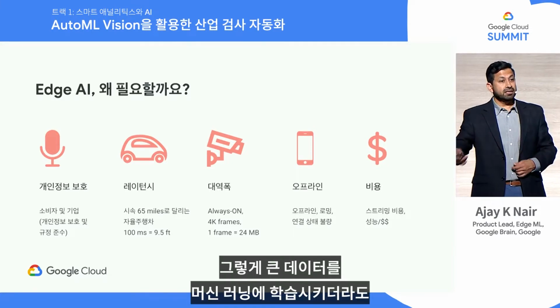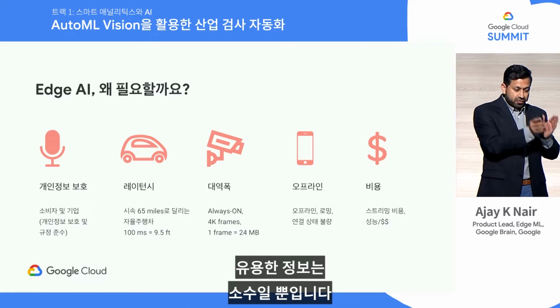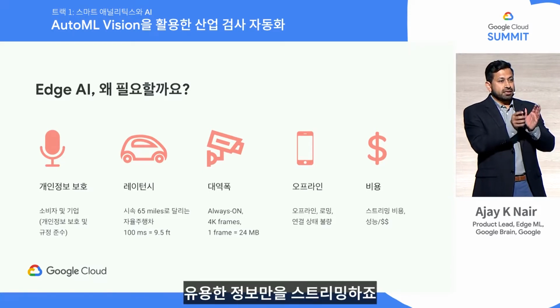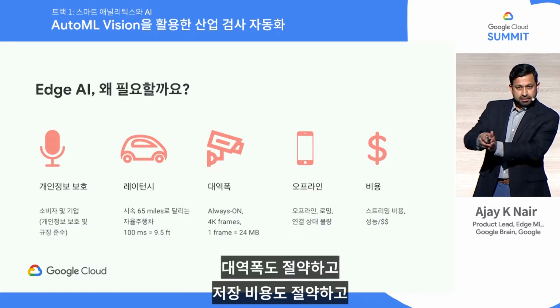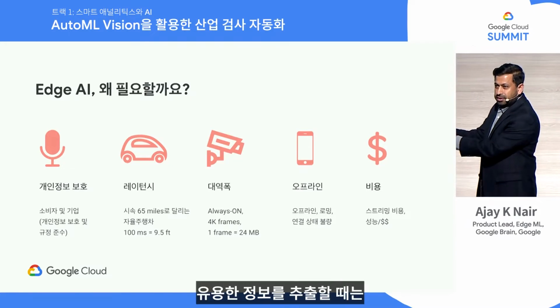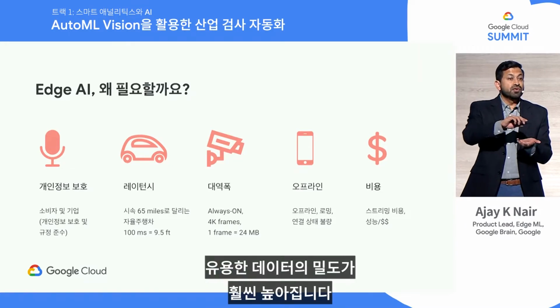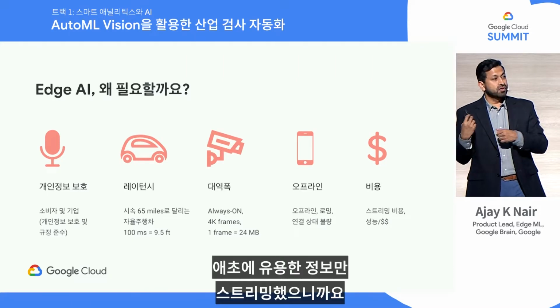And then when you run machine learning, you have to do machine learning on so much data, out of which useful information might be very little. So if you run inferencing at the edge, you can stream only useful data. So you're saving on bandwidth, you're saving on storage cost, and when you need to extract useful information, the density of useful information to the total amount of data is very high because you've streamed only useful information to begin with.